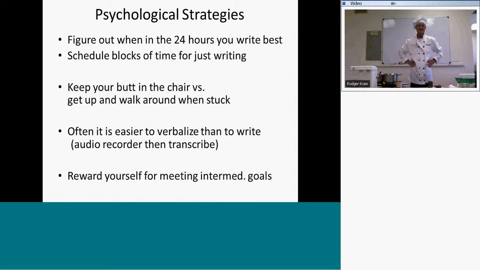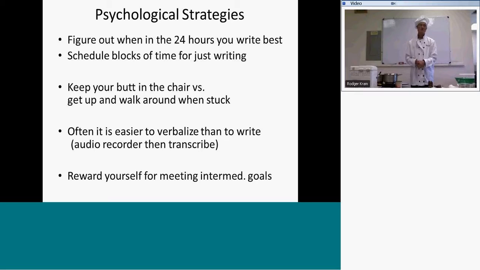So figure out that time and then reserve it. Schedule it. If you have a day timer or an app on your iPhone or whatever, schedule that writing and treat it like it's an appointment, because it's the most important thing you do.